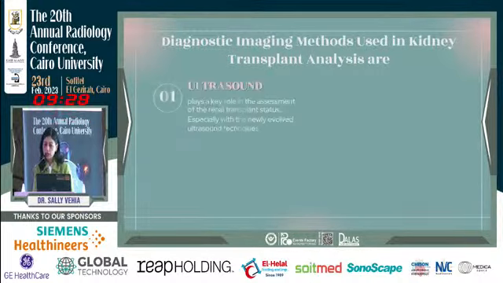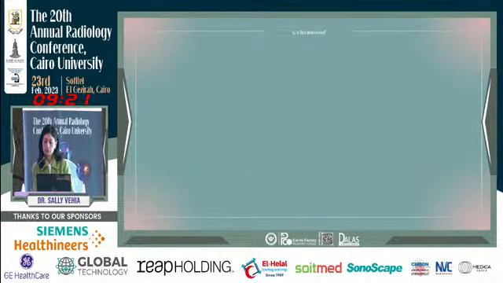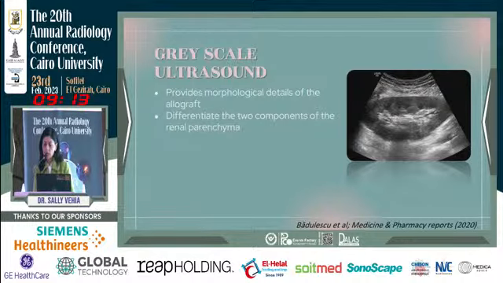Diagnostic imaging methods include ultrasound, CT scan, MRI, and angiography. Grayscale ultrasound provides morphological details of the allograft, such as position, form, and relationships. It differentiates the two components of the renal parenchyma, cortex and medulla. Ultrasound criteria for the diagnosis of allograft dysfunction are allograft enlargement, hyperechogenic cortex, and hypoechogenic medulla, with the unclear delineation of the two structures.